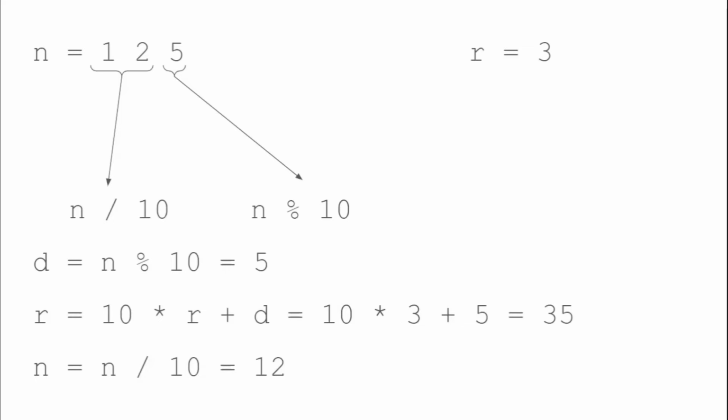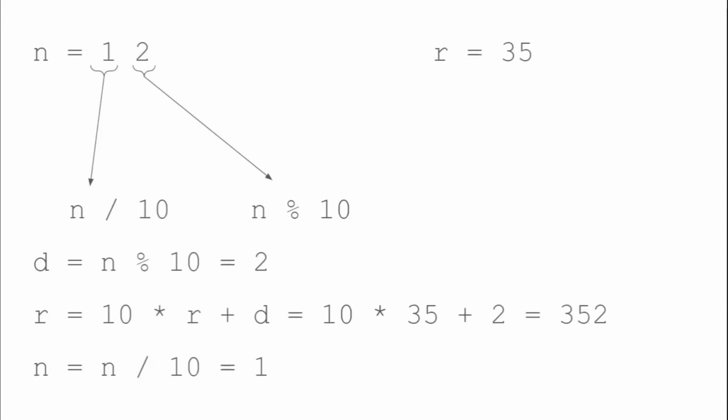Again, if we divide n by 10, we are left with 12. That will be the new value of n, and d will be n mod 10, which is 5, and r will be 10 times r plus d. The initial value of r is 3, so the new value of r will be 35. Again, the value of n is 12. If we divide n by 10, we are left with 1, which is the new value of n, and the remainder is 2, which is the value of d. r will be 10 times r plus d, which is 352.